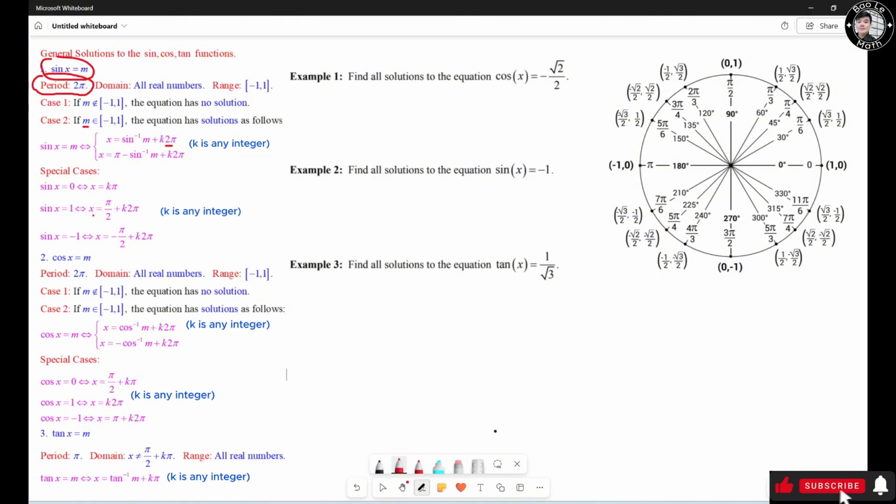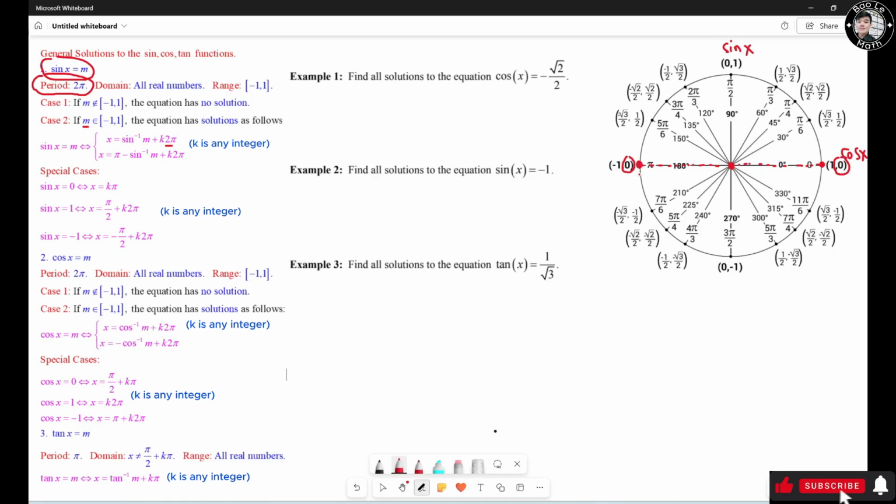Now you have the special cases. Sine of s means the y-axis, and cosine of s means the x-axis. Now sine of s equals 0 when s equals 0 and s equals pi right here, because at these values you project out to the y-axis and you see that 0 value. So basically, the y value right here equals 0.